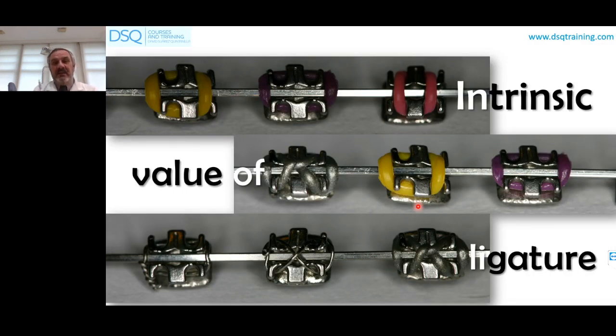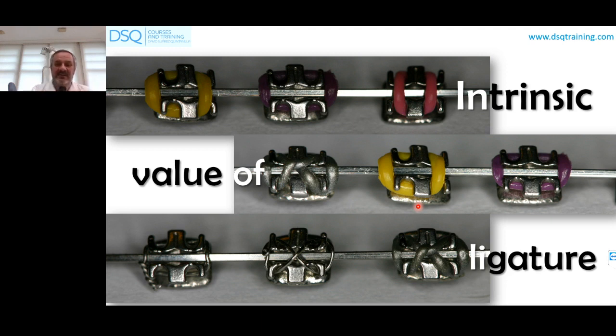Another question in our technique is the value, or the intrinsic value, of the ligature. I agree with the idea of the self-ligating bracket that the ligature is a step back in the history of orthodontics. It's not true. Ligature is a very important, active element in the evolution of the case.